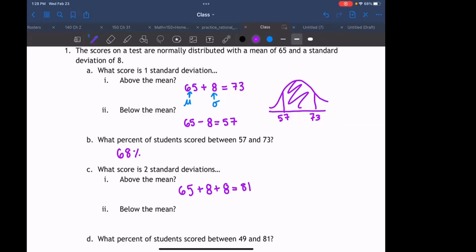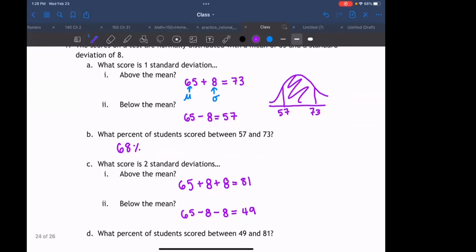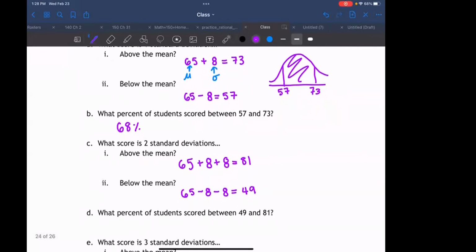Okay. Below the mean, I guess we have 65 minus 8, right? And that gives me 49. But now we're within 2 standard deviations of the mean, which means what percent scored between a 49 and 81? 95, good. So 95%. Okay, those are one of the numbers we have to memorize.